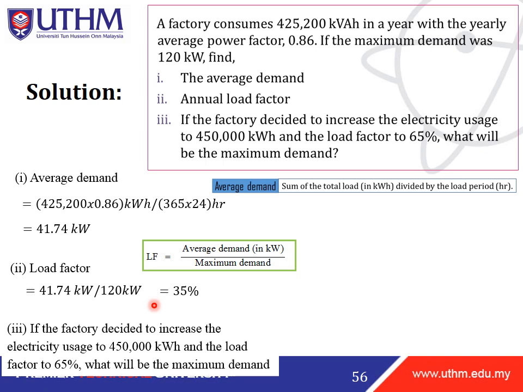And then finally, if the factory decided to increase the electricity usage to 450,000 kilowatt hour, and the load factor to 65%, what will be the maximum demand? So 450,000 kilowatt hour divided by 8760 hours times 0.65, the load factor. So the answer will be 79.03 kilowatt.